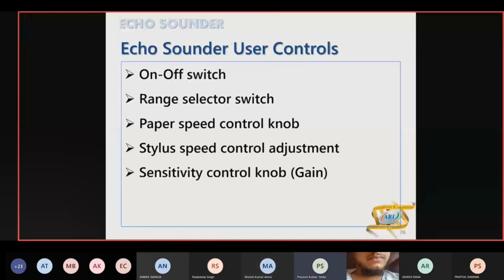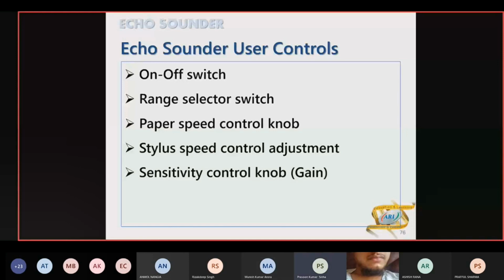Range selector switch is an important switch. It is not very unimportant kind of switch. Why? Because wrong selection of the range may result in error in the recording. What you are looking at on the recording, the depth being shown, may be wrong if you are selecting the wrong range. When the depth is 100 meter, you are keeping 50 meter range. When the depth is 50 meter, you are keeping 100 meter range. In both the cases, there can be errors in the recording.